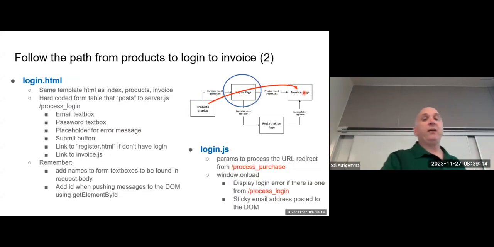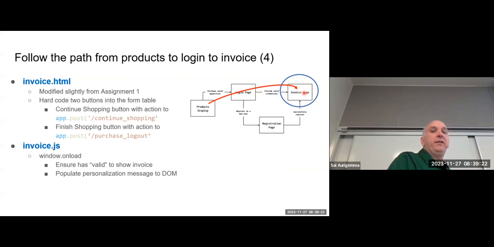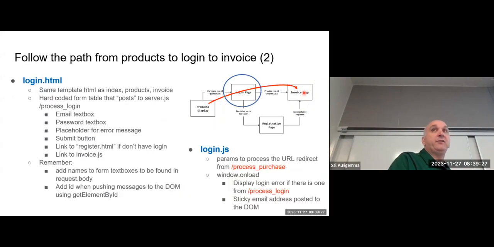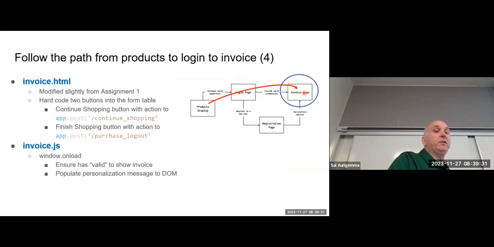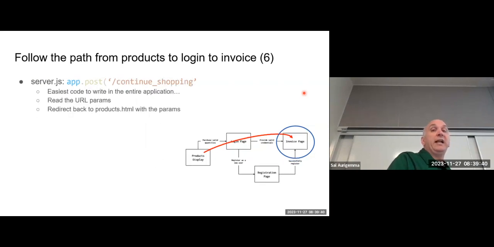And I have this broken out in each part: login HTML, login JS, the process login. And then you see how the bubble moves from product display to login page. Here are the things we have to worry about on the login page, and then on the invoice page, what we're going to need. So we're going to need client-side stuff and server-side stuff for all of these, right? So we're going to walk through that.